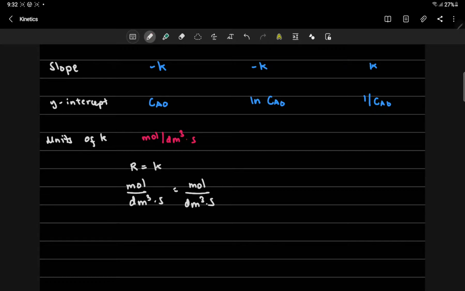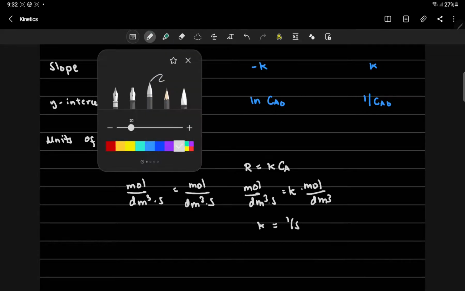What if you have a first order reaction? It's expressed as R equals K times the concentration of A. So if the rate is expressed in terms of moles per cubic decimeter per second, and the concentration is in terms of moles per cubic decimeter, then it will soon be revealed that K will have a unit of inverse second.